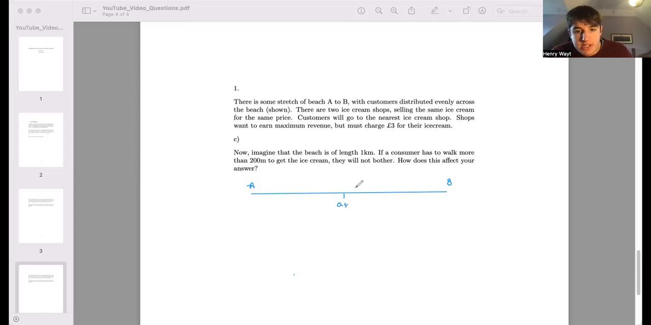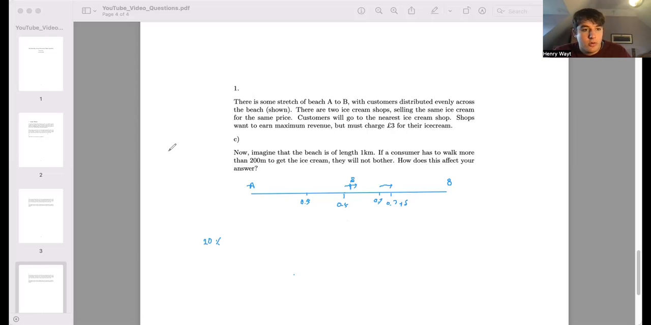How many customers do they each get? Well, they each get all the people between 0.5 and 0.7, and they get all the people from 0.5 to 0.3. I.e., they each get 20% of the people on the beach, right? Now let's consider if one of them again moves some delta further that way. How many consumers do they gain? Well, they gain delta on this side because this bound is pushed to 0.7 plus delta, and they lose a half delta here. So again, they're gaining a half delta.